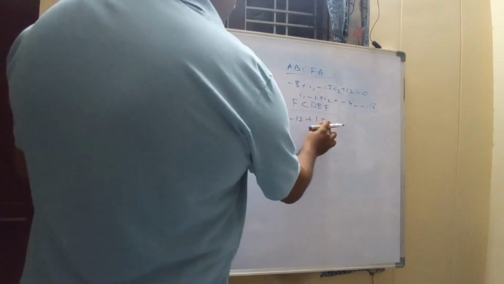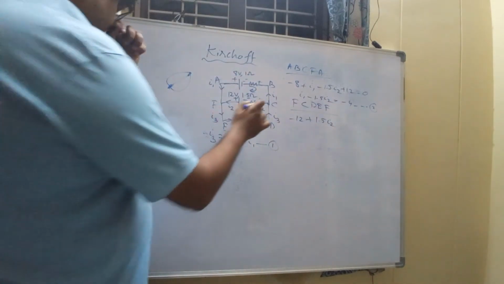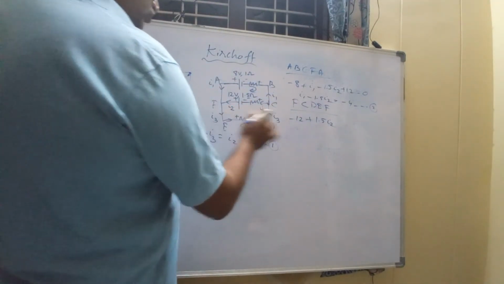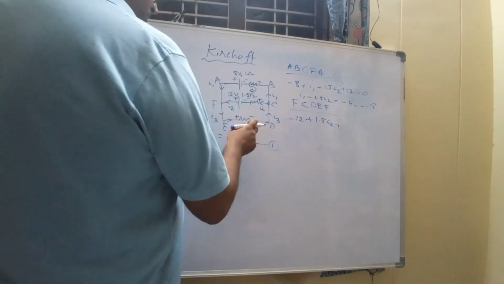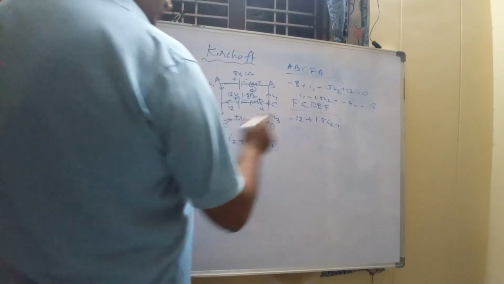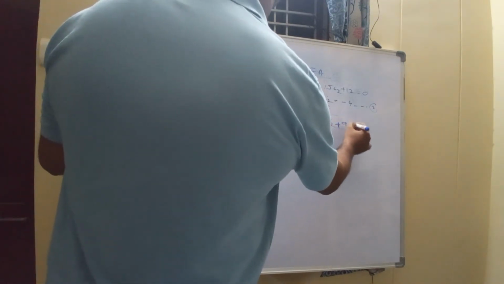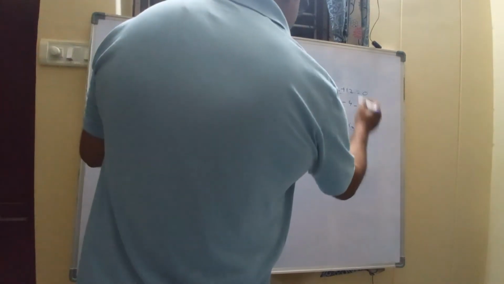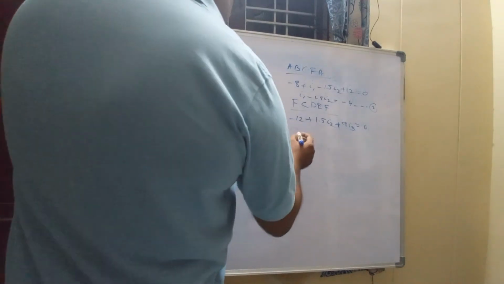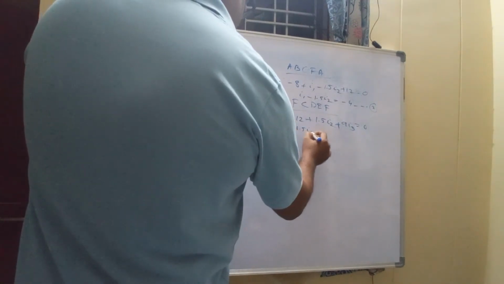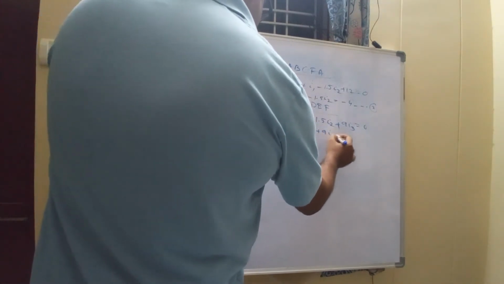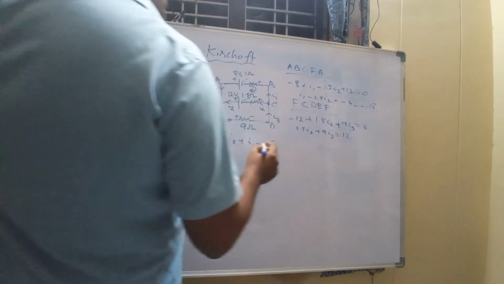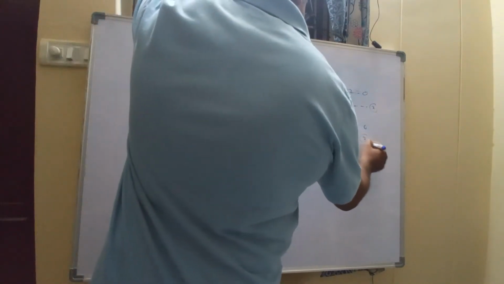So minus 12 plus 1.5 I2. So we have come over here, minus 2 plus 9 into what is the current? I3. So 9 into I3. Then you have gone back to the point F, so equal to 0. So let us simplify this. So 1.5 I2 plus 9 I3 is equal to 12. This is my equation 3.